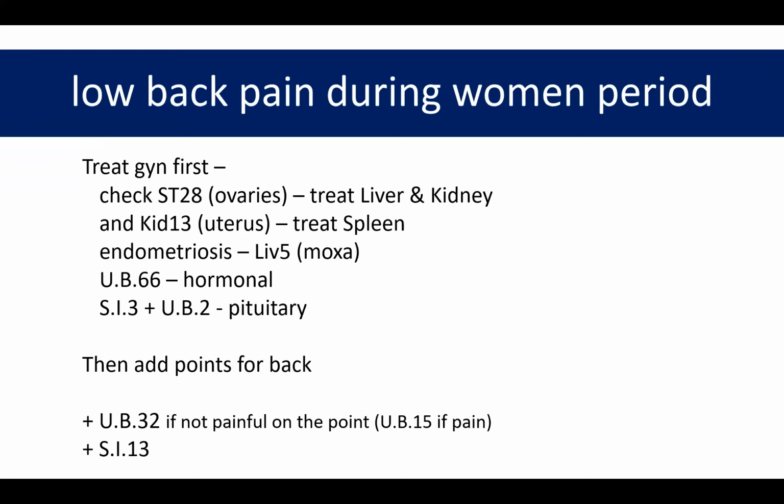If bladder 32 is super painful, then you can maybe release it with bladder 15. Remember, I told you bladder 15 and UB32 have a strong connection. And you can also needle small intestine 13, which is a hormonal point. So that releases, remember, small intestine 12, small intestine 13 are good points for the sacrum. But if it's a hormonal issue, you're more likely to use small intestine 13 because that is a hormonal point. Okay?